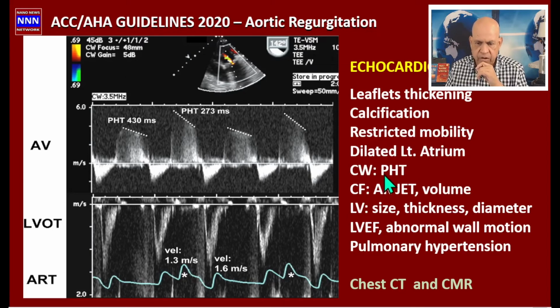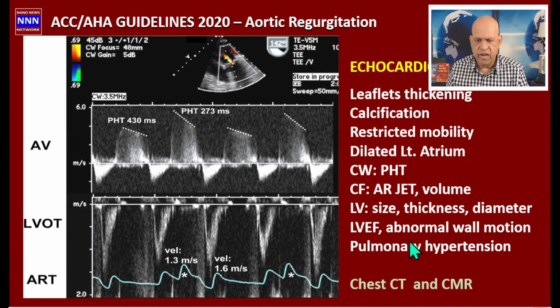Then we look at the pressure half time, which I talked to you about. We use color flow Doppler to look at the aortic jet, look for the vena contracta and the flow convergence and the beam, and see how much it covers, which I talked to you about just a minute ago. As I said, we also look at the left ventricular size, thickness, diameter, and wall motion abnormalities in case this patient has concomitant coronary artery disease.